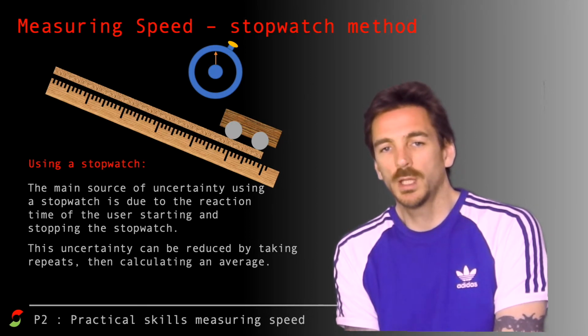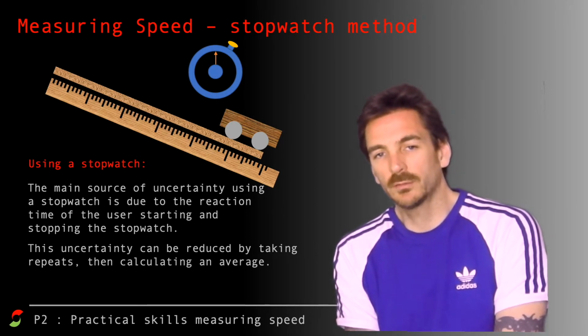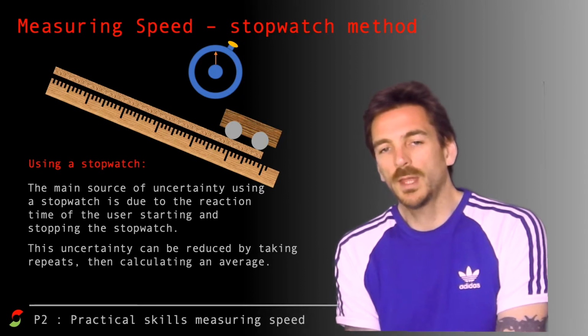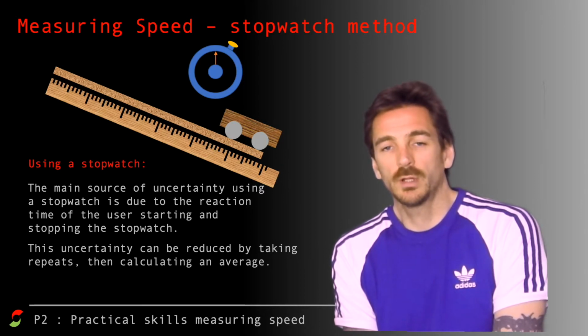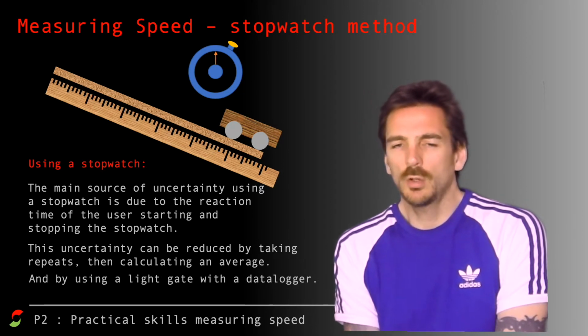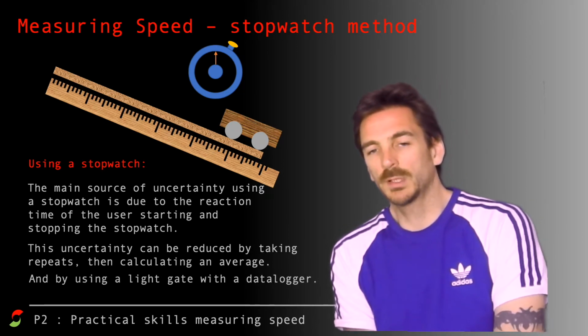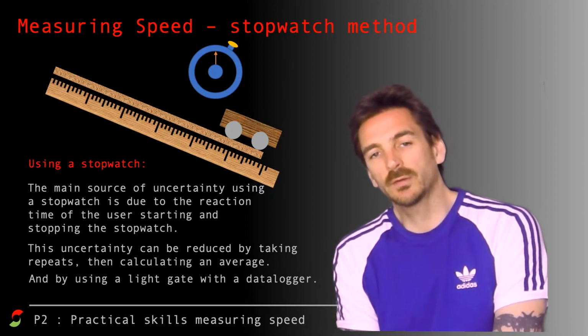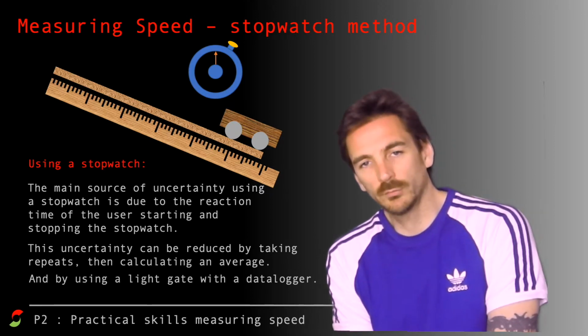If you repeat it and you produce reliable data, very, very close together, then you can take an average, and that improves the accuracy of your reading. And we could also remove the person completely by adding a light gate, and that's what we're going to look at next.